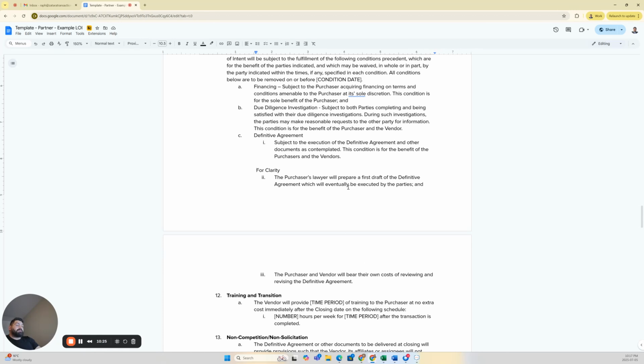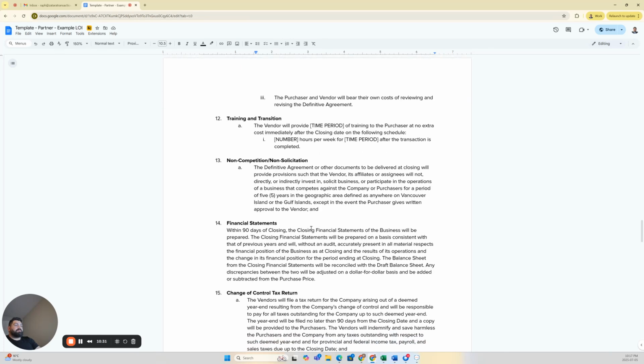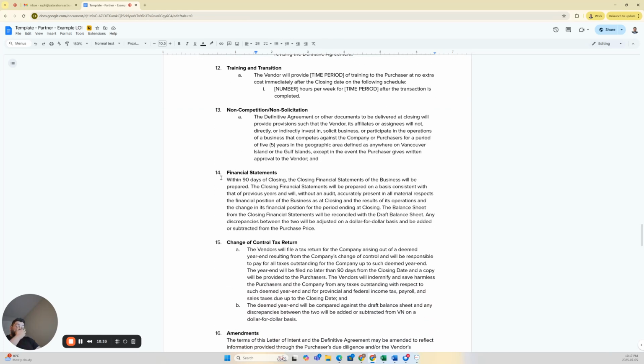But I like how it's specified in here. So you've got your training period, your non-compete, non-solicitation period, the financial statements. So they're going to have to close everything out, right? With the government, the accountants are going to file that. And then these closing statements have to be finalized within 90 days after the transaction. So that's going to help for calculating.